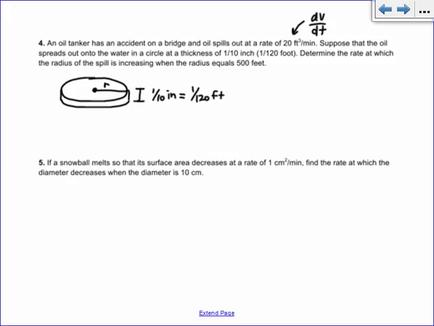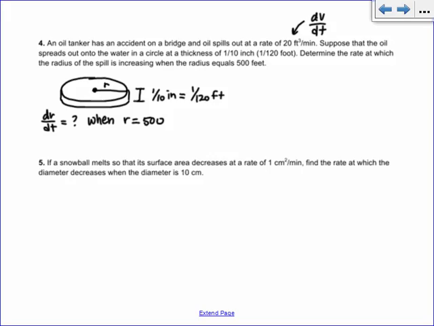Is R a fixed number? No, R is spreading out, right? It's getting bigger and bigger and bigger. So R is what we're trying to find. dr over dt, I guess, is what we're trying to find. And we're finding it when the radius equals 500. Okay, so the radius isn't always 500. It's spreading out, spreading out, spreading out, and it's creating this big volume, this increasing volume.